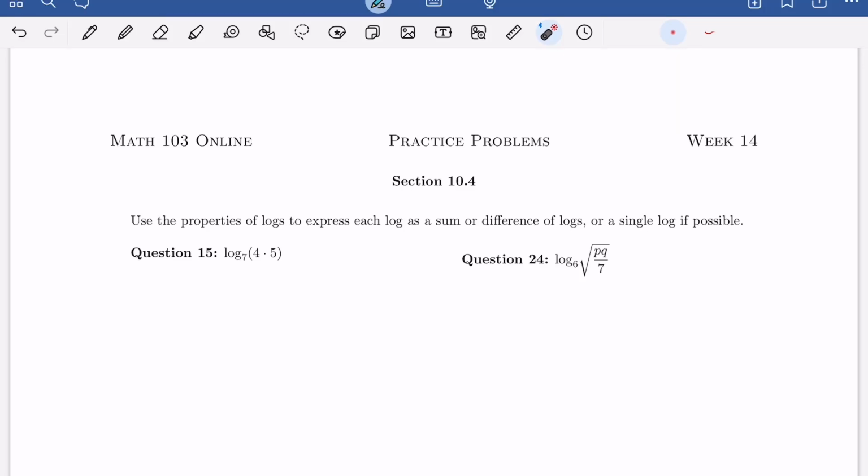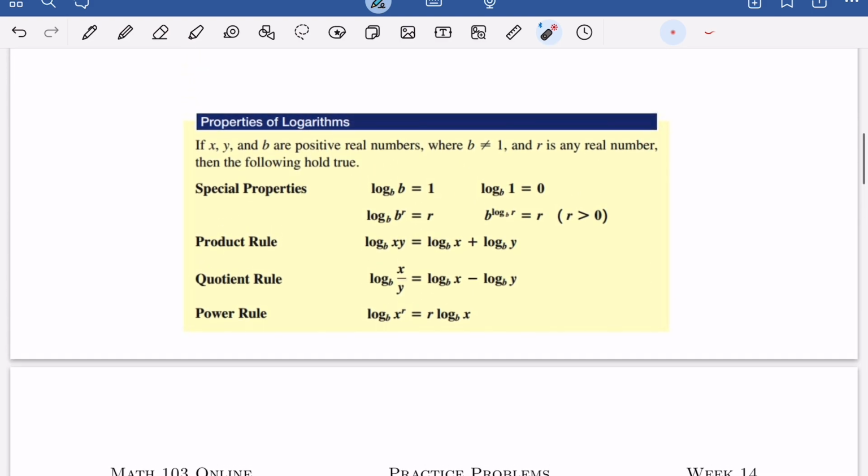In this video, we're going to go over some practice problems on the material covered this week. We're going to start with section 10.4. For questions 15 and 24, we want to expand these log expressions, writing them as a sum or difference of logs, or as a single log if possible. We'll do so using the following properties of logs, a screenshot directly from the textbook.